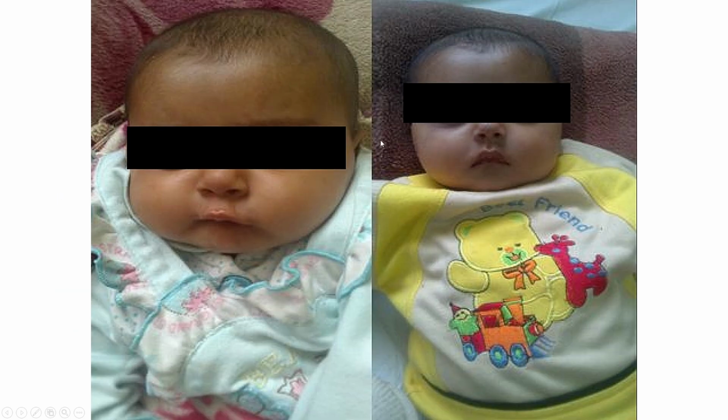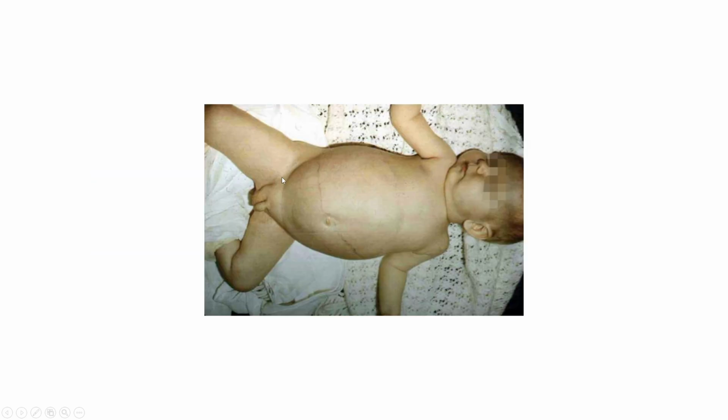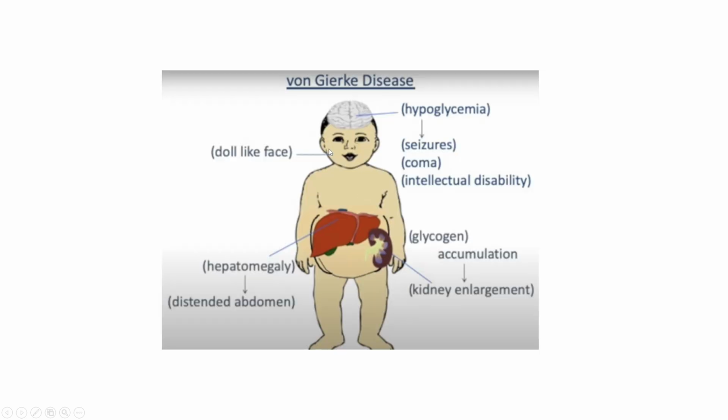So this is the doll-like face, as we can see. We can see that the abdomen is enlarged because of the hepatosplenomegaly. So this is again the doll-like face. Hypoglycemia could lead to seizures or coma and intellectual disability, and the glycogen accumulation will lead to kidney enlargement, hepatomegaly, and a distended abdomen.